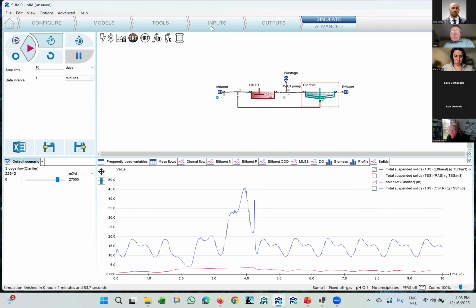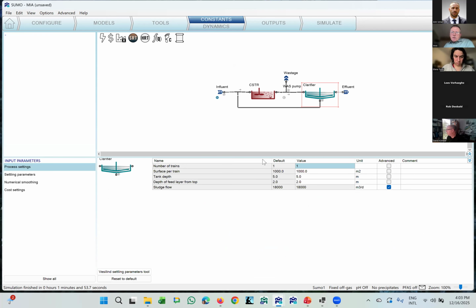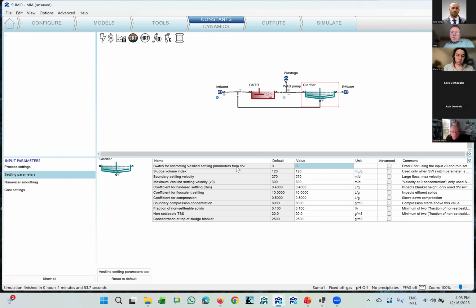And the point here, for the question in the chat, is about the settling parameters. There are different correlations for the SVI, so you could put in an SVI as well, but the Vesilind settling velocity, the V naught is this number, the hindered settling velocity is this number, and the flocculant settling velocity parameter, which is also an exponential, that's the value of it.